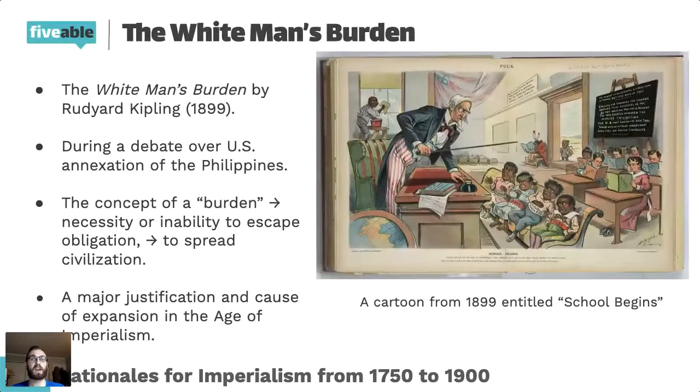It also, I might add, had a lot of rebuttals. There's a lot of counter poems out there, such as The Black Man's Burden or Take Up the Black Man's Burden. There's a lot of counter poems you could look up if you're curious.